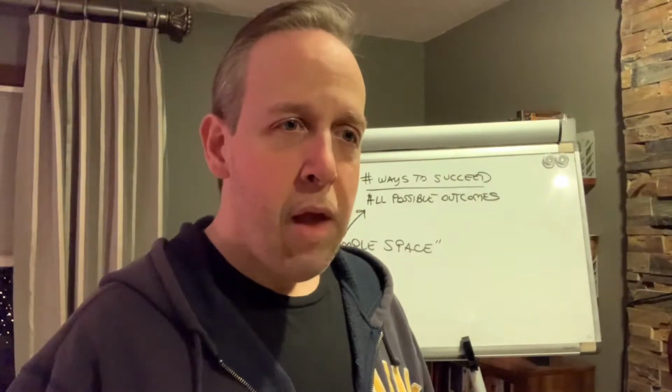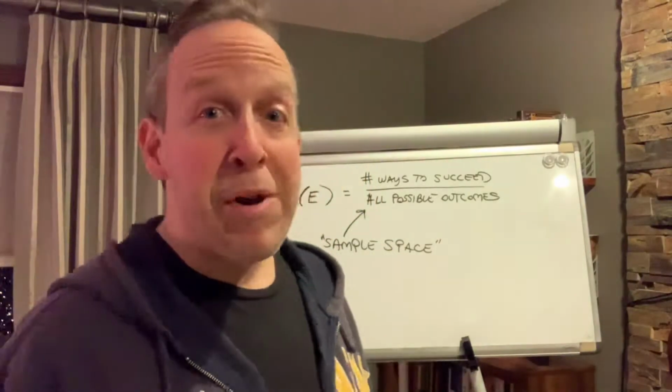What if the only way to fail is rolling a 5? Since there's only one way to fail, there's 5 ways to succeed. 5 in 6 is my probability of success. 5/6, roughly 83%. There's lots of different outcomes. There's lots of different ways to express the probability.